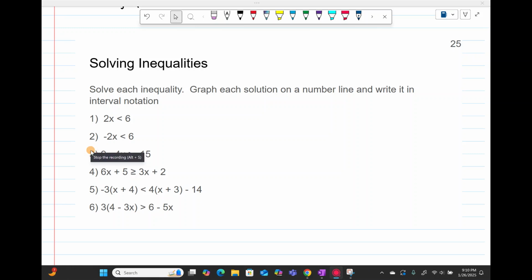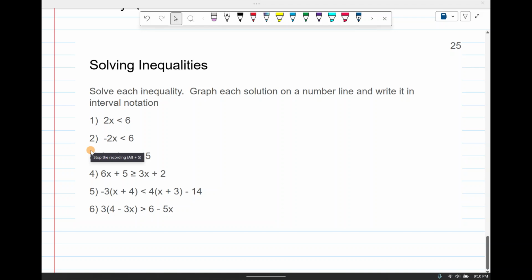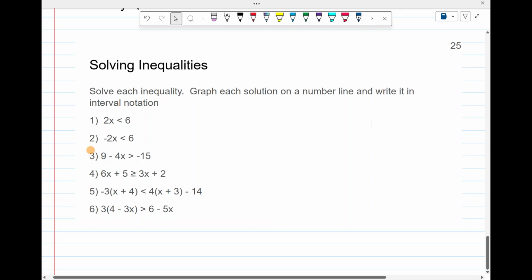In this video, we are going to practice solving inequalities. Now, if you have solved an equality or an equation before, then most of the rules that we have with inequalities are exactly the same. However, there is one very important rule that you must remember.